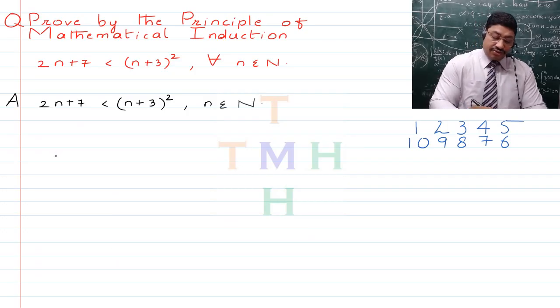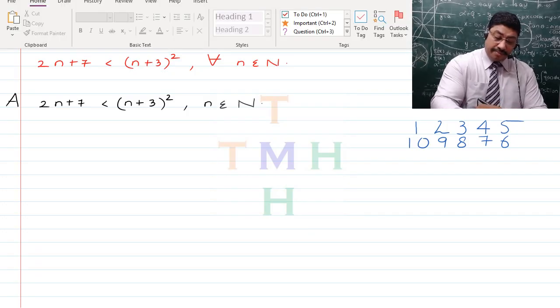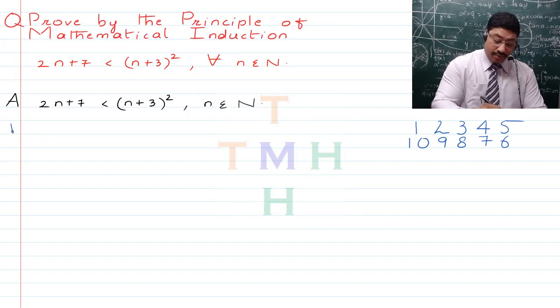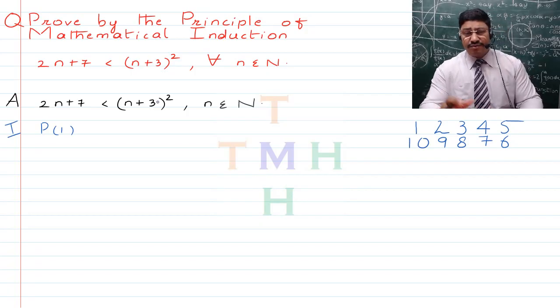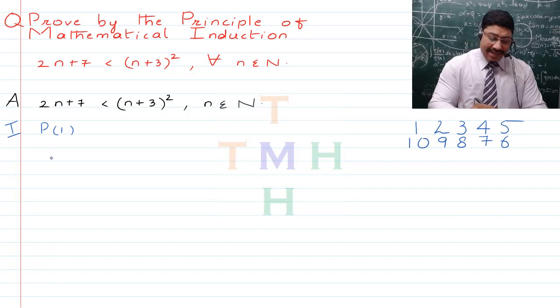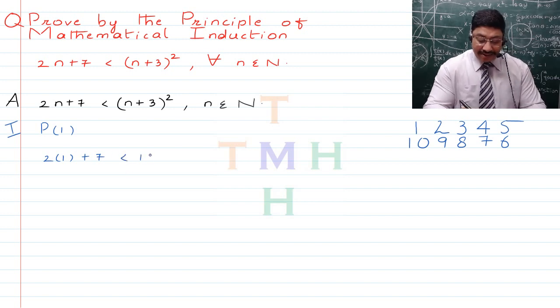Now children, the first step, remember, is P1. When we go ahead with P1, we are going to prove this statement P for n, the variable, equal to 1. Here, as you don't have a few terms to be added together, you just substitute the value of n. As such, this becomes 2 times 1, to which 7 is to be added, and that is less than (1 plus 3) whole raised to the power 2.